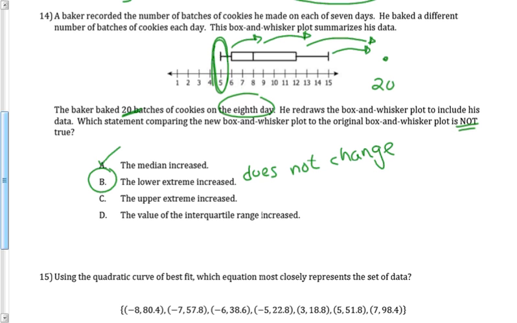The upper extreme, well, that's going to increase. It's going to be pulled towards, it's going to be 20 instead of 15. And the value of the interquartile range is going to increase. That's also going to happen. Everything's going to be stretched because of that value of 20. So the only thing that does not change is that lower extreme, or the minimum value.